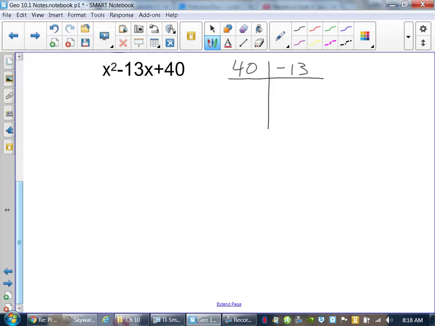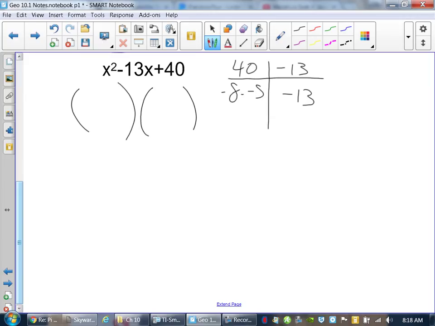Very good. One of the things you should pick up on right away is that the last term is positive. If the last term is positive, that means when you FOIL things out, your last two numbers had to be the same sign. They either both have to be positive or both negative, because positive times positive is positive, and negative times negative is also positive. What Hannah figured out as soon as she said 8 and 5 was that the middle term was minus. So you multiply negative 8 times negative 5, and you add them together to get negative 13.